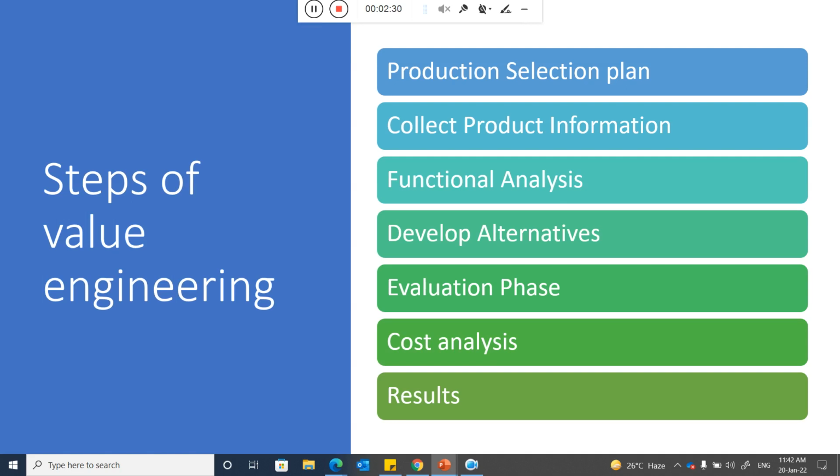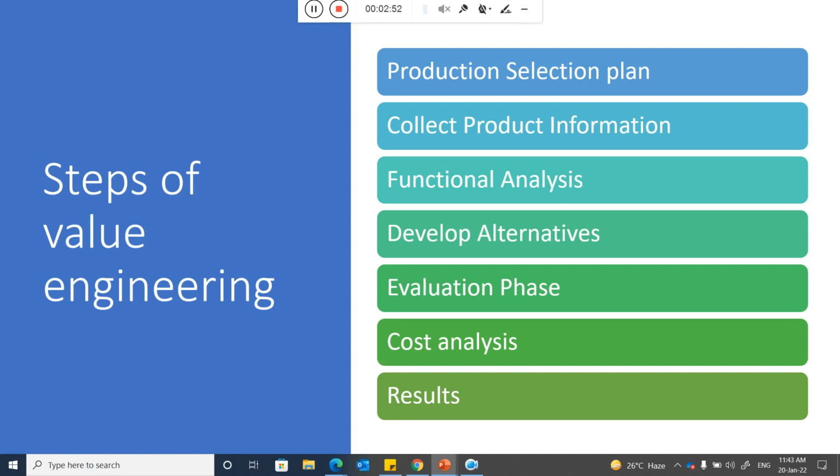The next point is collecting product information. Okay, so you need to collect all the data related to that particular product, meaning what is the price of that particular component, what amount of material we need to take, what amount of nuts and bolts and sub assemblies are needed, that type of information we need to gather.